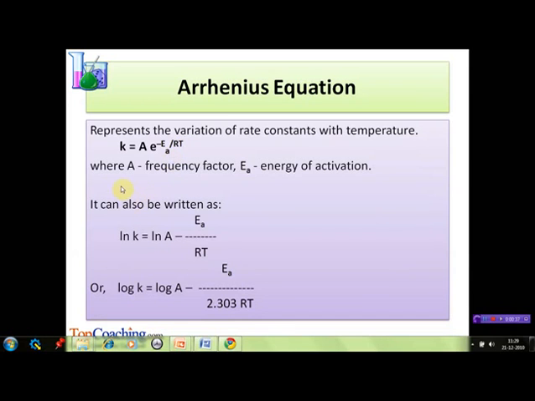Now if we take natural log on both the sides, we can write it as natural log k is equal to natural log A minus Ea divided by RT, or taking the base as 10, log k is equal to log A minus Ea upon 2.303 RT.